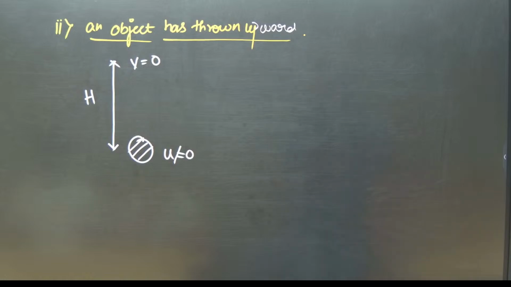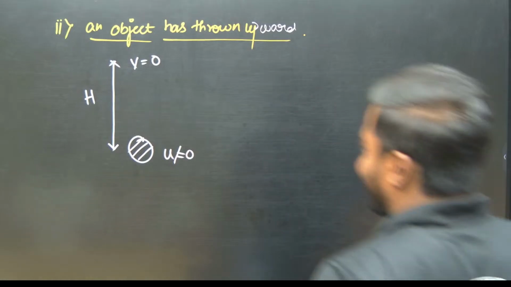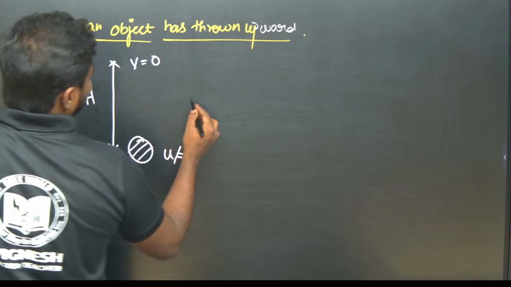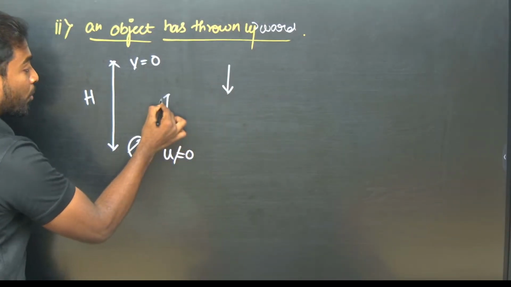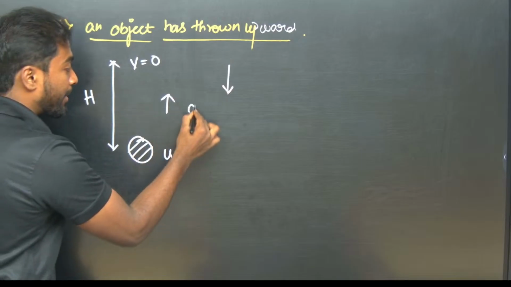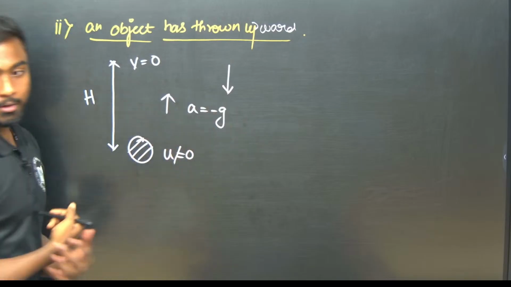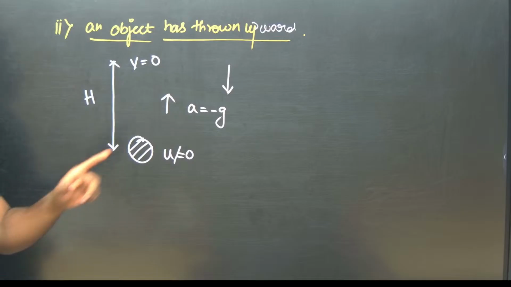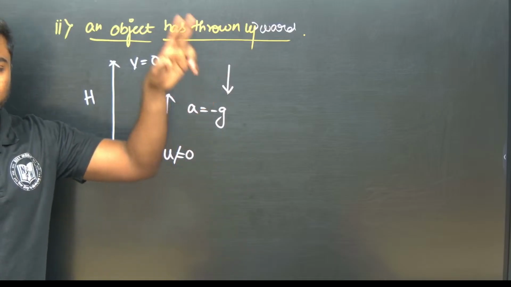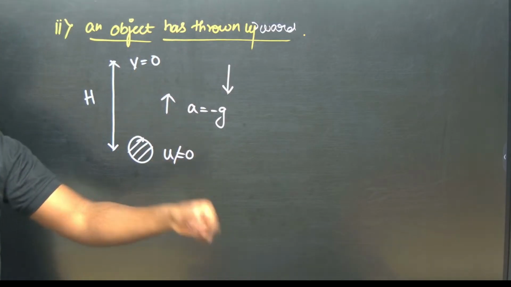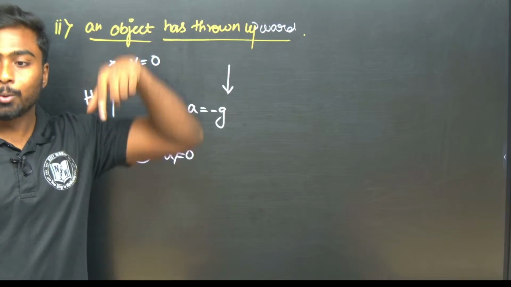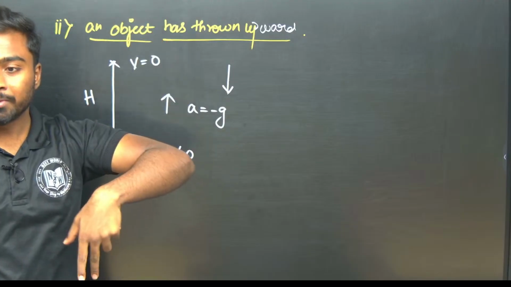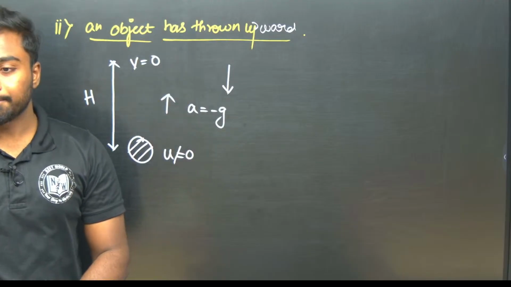It is towards up, no? Yes. So gravity is towards down and A will be towards up. So what about A? A will be equal to minus G, right? If acceleration and gravity both are in the same direction, I can take A as plus G. But in this case, acceleration is towards up, but gravity is towards down. So I should consider it as negative.